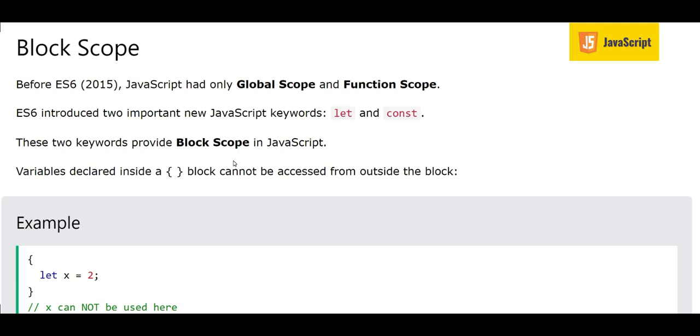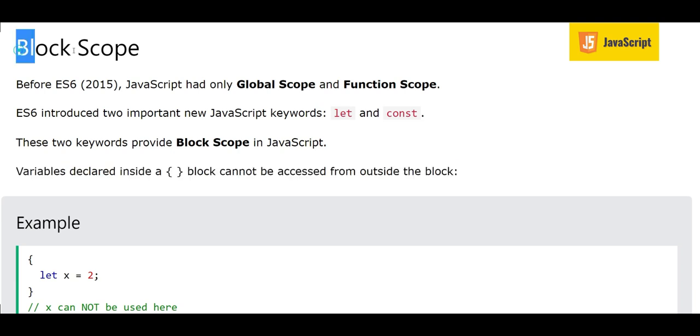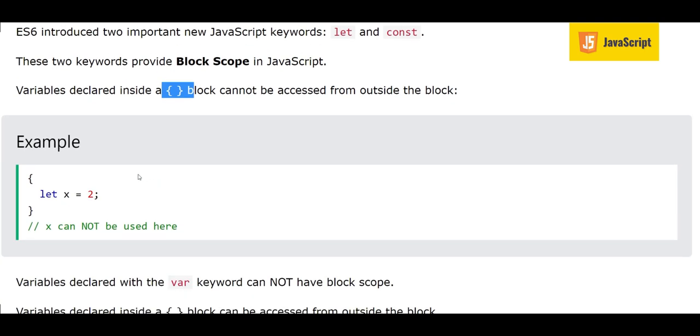Variables declared inside curly brackets, or we can call it a block, cannot be accessed from outside the block. This line is very important. This is the true meaning of block scope. Whatever variables we define or declare inside curly brackets cannot be accessed from outside the block. So let's see here.